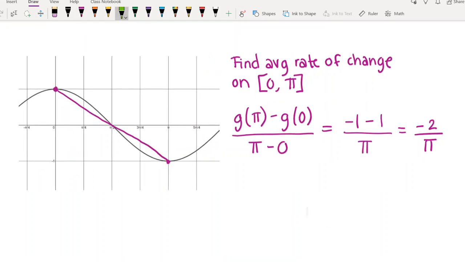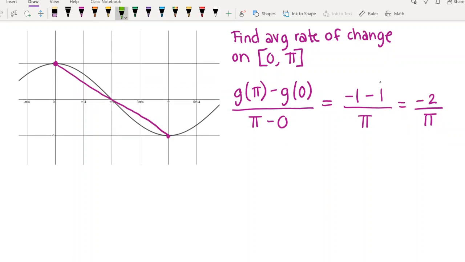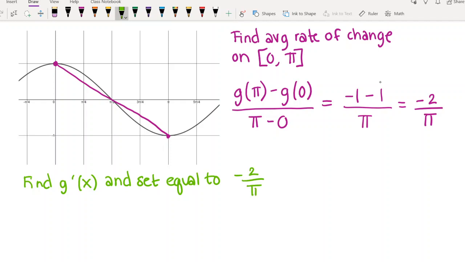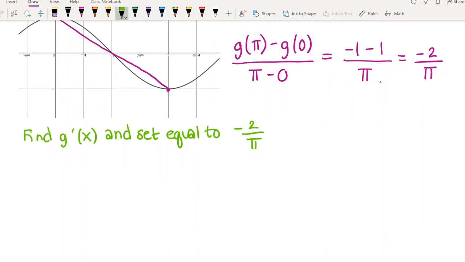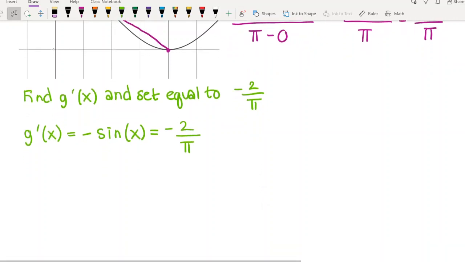So the next step is to find the derivative. Maybe I'll just write it down here. We're going to find g prime of x and set it equal to -2 over pi. So what's the derivative of cosine of x? It's negative sine of x. And so we want to solve negative sine of x is equal to -2 over pi. If we divide both sides by -1, we get sine of x is equal to 2 over pi.